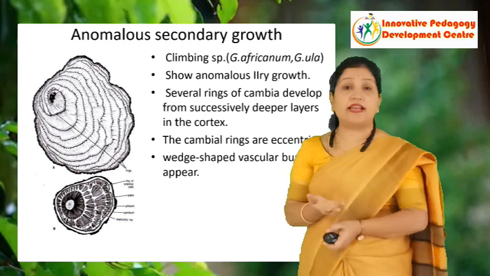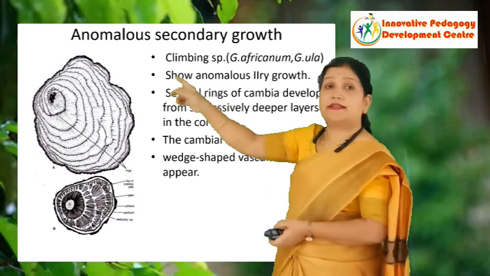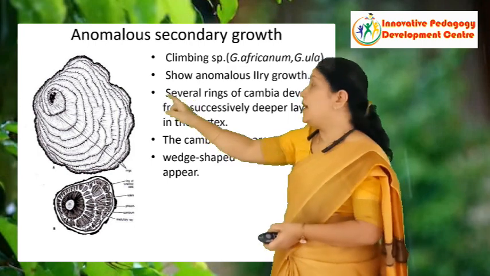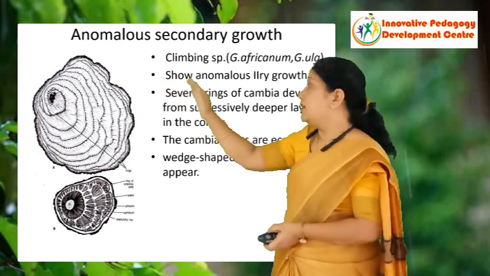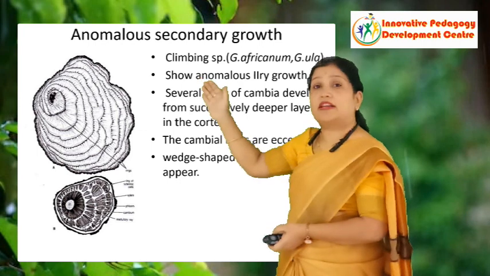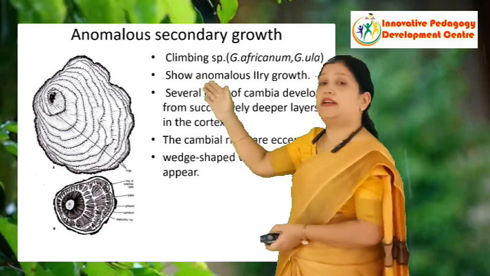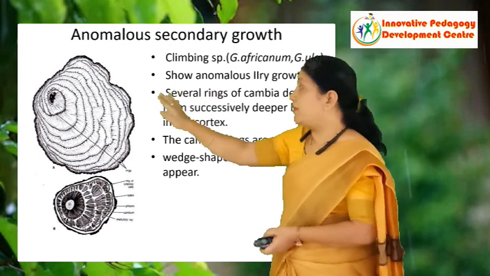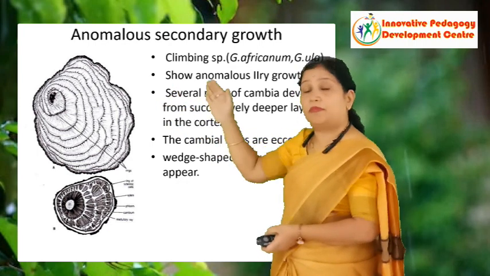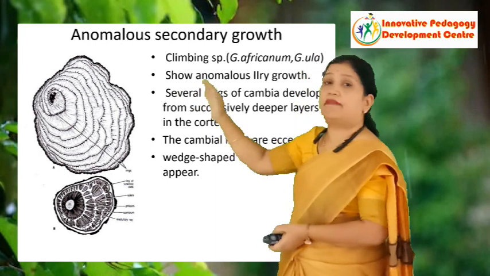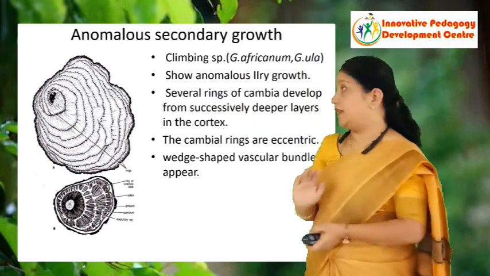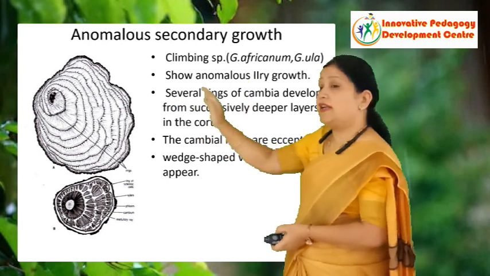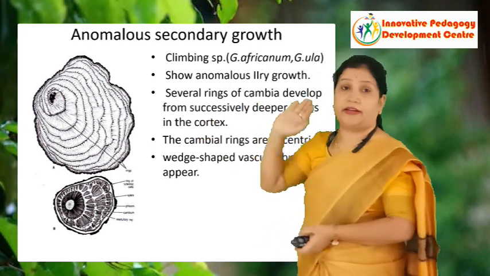So dear student, what is the anomaly here? You can see this diagrammatic view showing the anomalous secondary growth, where each year successively a new ring of cambia is developed in the cortical region. When the first ring becomes inactive, there will be a second ring, and likewise every year such rings will be seen. These rings grow eccentrically, that means they grow away from the center.